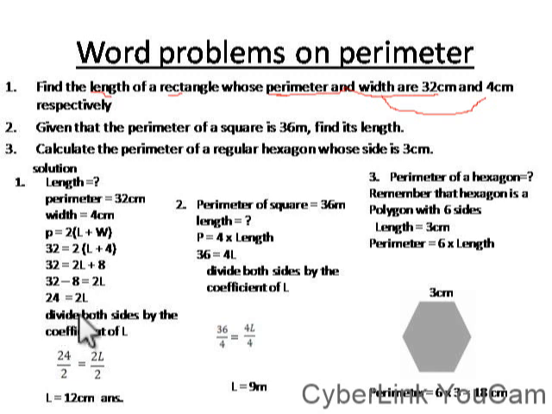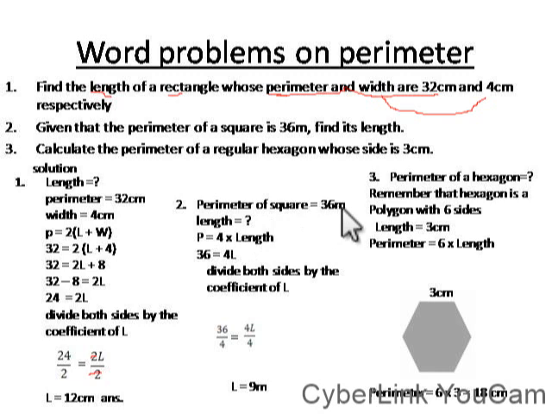Then the next thing for us to do is divide both sides by the coefficient of L. The coefficient of L here is what? 2. So 2L over 2 is equal to 24 over 2. So 2 will cancel out 2, and we are left with length. Then 24 divided by 2 will give us what? 12 as our answer.